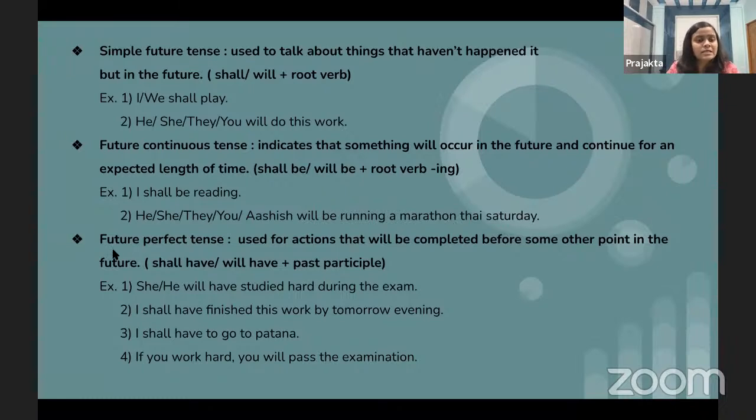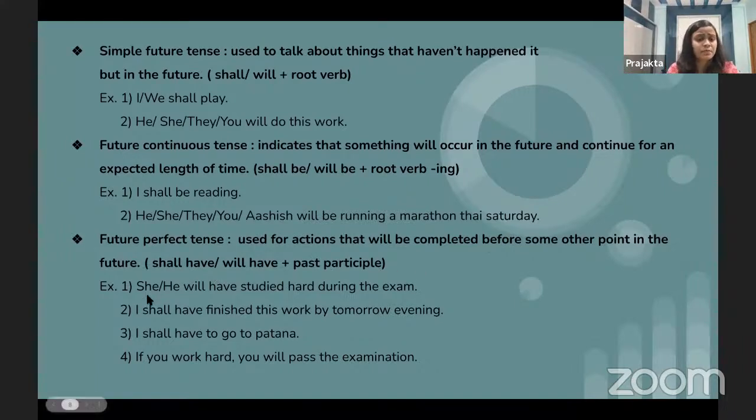See the next tense, future perfect tense. It is used for an action that will be completed before some other point in the future. Future perfect tense means an event will start at a particular time in the future, continue, and end at a particular time. So the formula is: shall have, will have plus past participle. A past participle verb we have to use here.